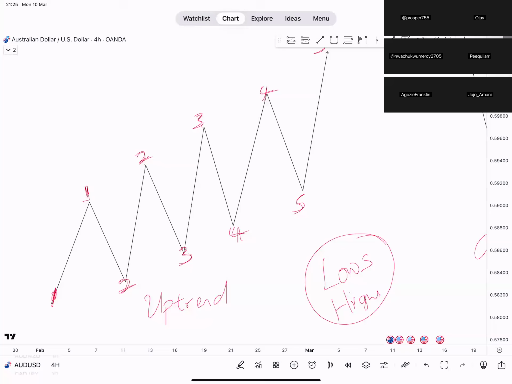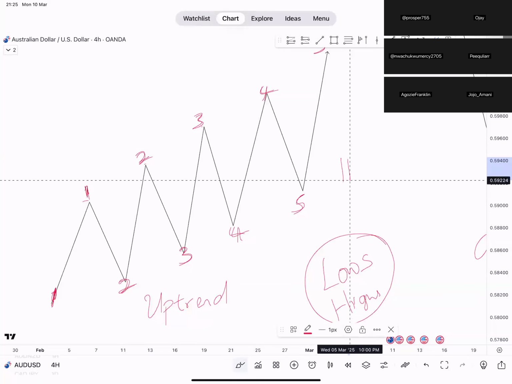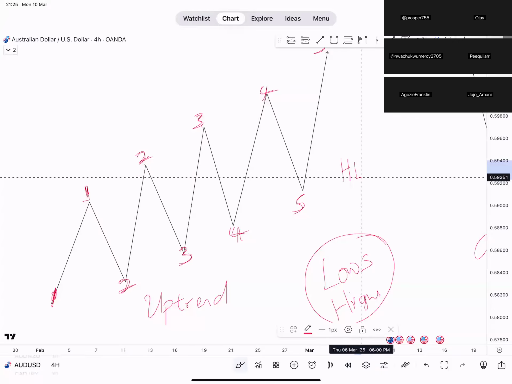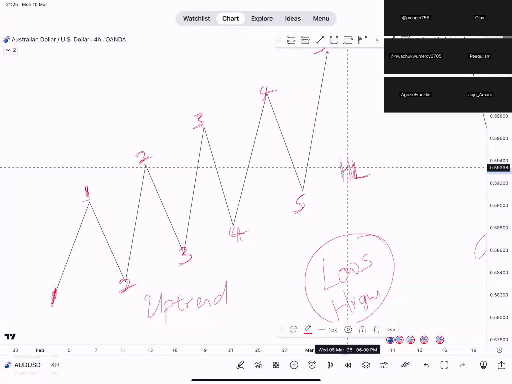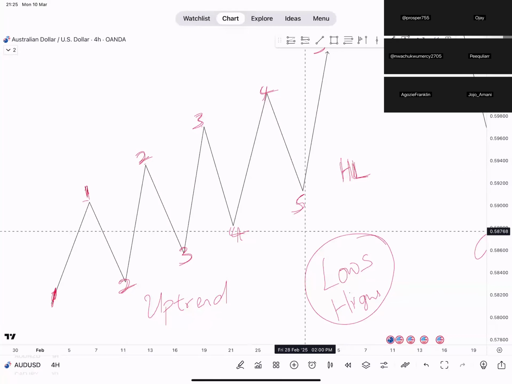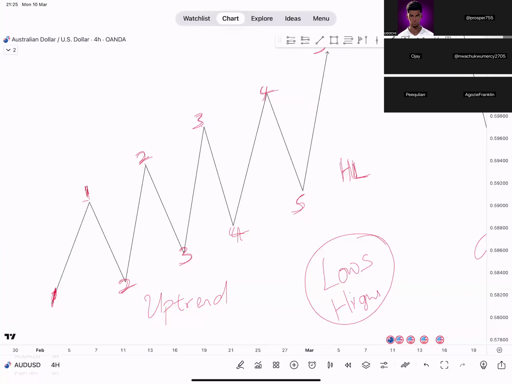That this option is made up of what we call higher lows. The lows are called what? Higher lows. Why are the lows called higher lows? Because you can see that each new low is always higher than the previous low.